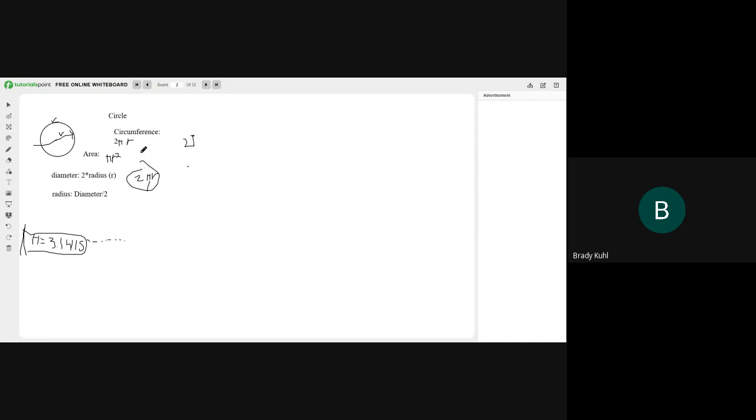Commonly you see 2 pi r, but in some cases you'll be given a diameter. So when you have the diameter, you do 2 pi times diameter over 2, which is just as effective, and you'll end up getting the same result. And then for the area, it's pi r squared.